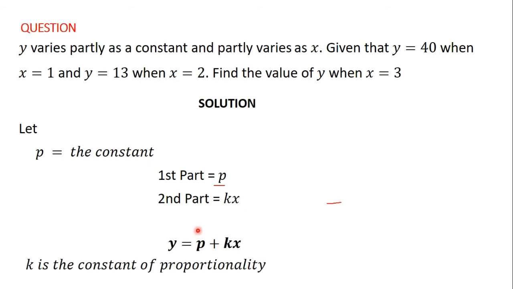That means that y is equal to the first part, which is p, plus the second part, which is kx, where k is the constant of proportionality. So we have two constants here. We have the first constant, which is p, and k, which is the constant of proportionality.